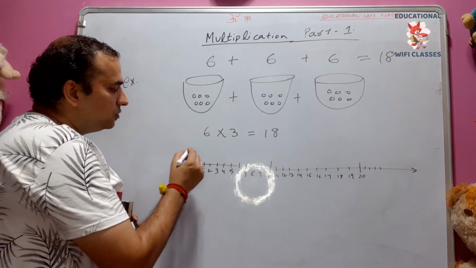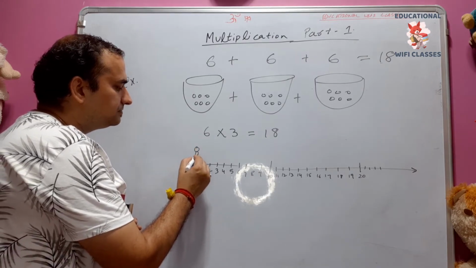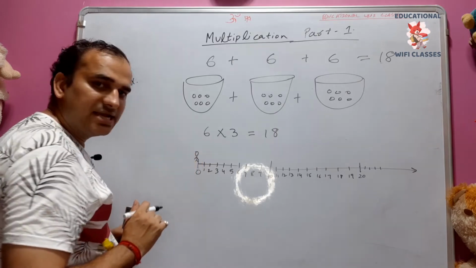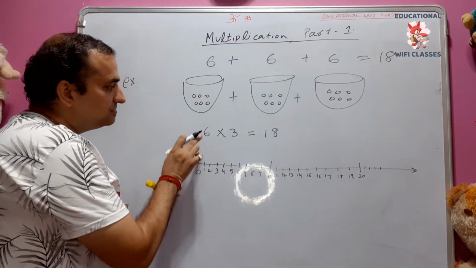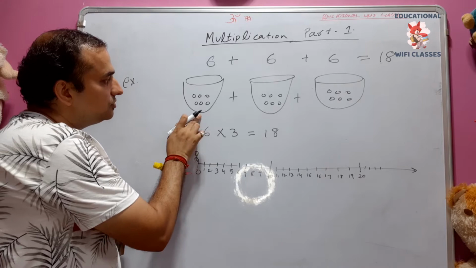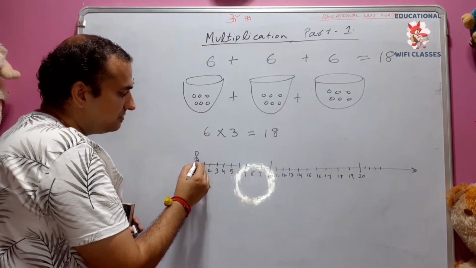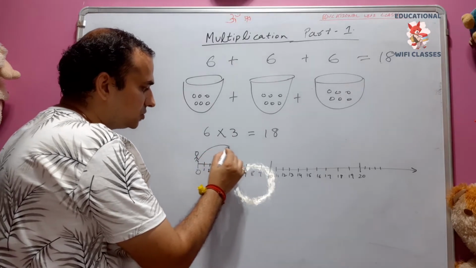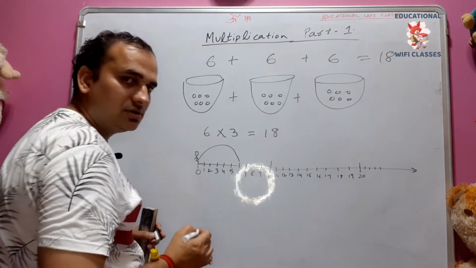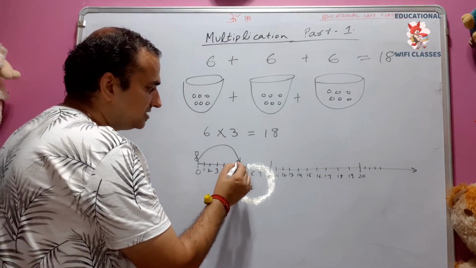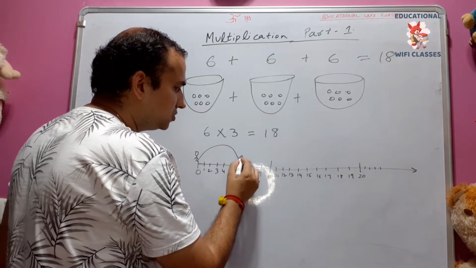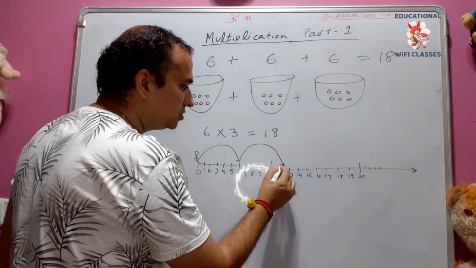So how will we do it? Suppose you are standing over here. Now you will jump 6 steps because you have 6 balls. So you jump from here 1 2 3 4 5 6. So first you jump to 6, then from here you will jump again 6 steps. So 1 2 3 4 5 6. So you jumped again and you reach 12.